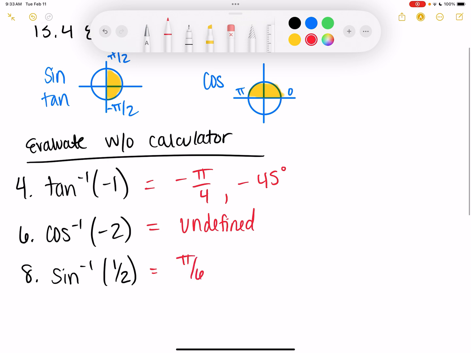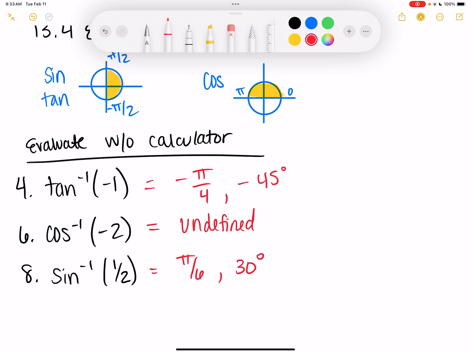Wait, sine is 6? When sine is 1/2, the y value is 1/2 on the right side. What about the left side? The left side doesn't work, so that's pi over 6. So pi over 6 would be my answer, and 30 degrees because it wants both. Why can it not be the other 1/2 on the other side?